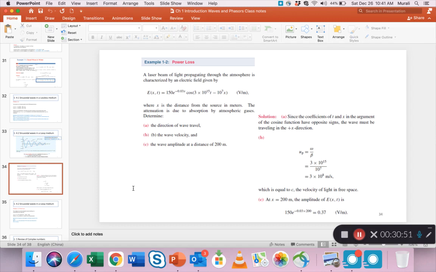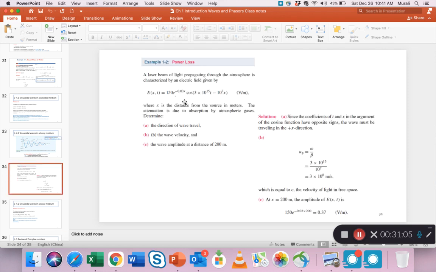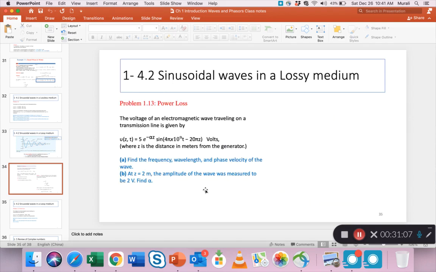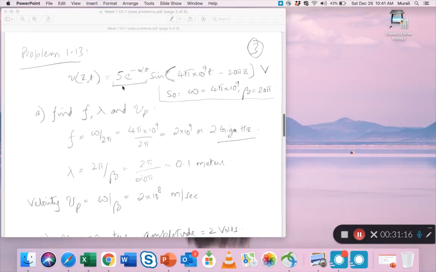Okay, almost the same, but not quite. Here the amplitude is given. Previously the amplitude was not given, just some distance was given. Here he is asking us to find alpha. Previously alpha is given as 0.03. But here we don't know alpha and we have to find it. Okay. All right, so let me open my PDF and look at example 113.